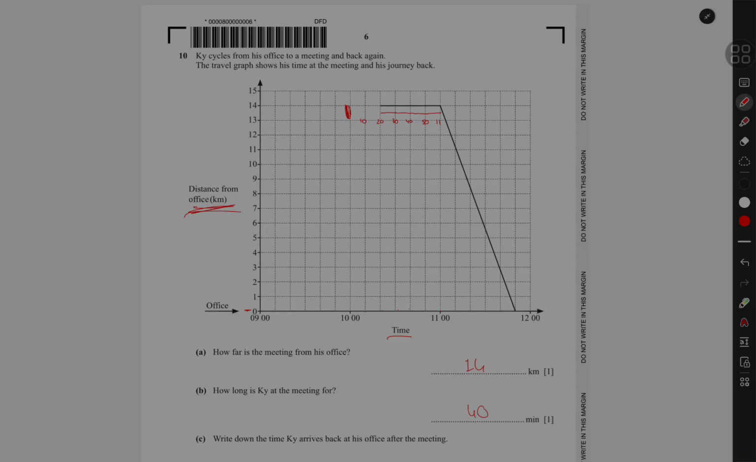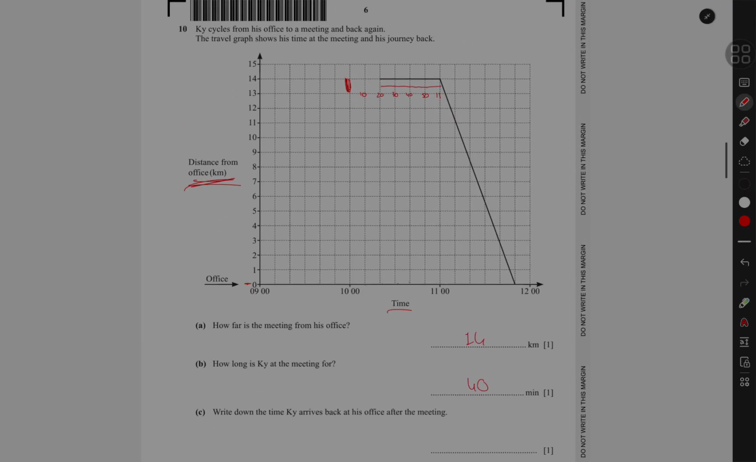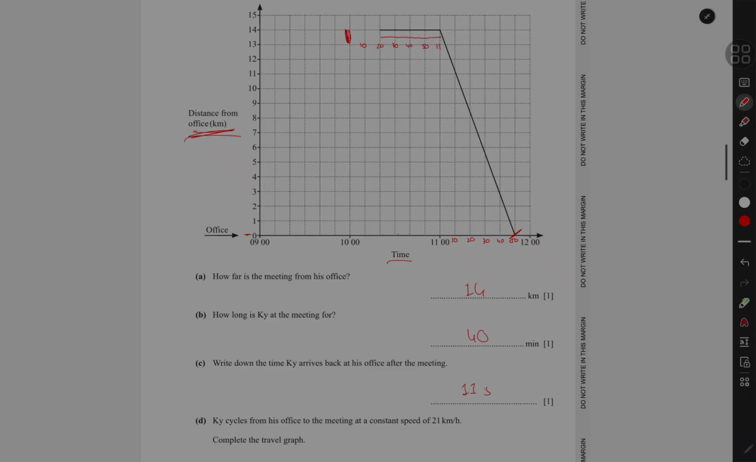Next, write down the time KY arrives back at his office after the meeting. That's pretty simple. He is at his office at 11, 10, 20, 30, 40, 50. So he's there at 11:50.